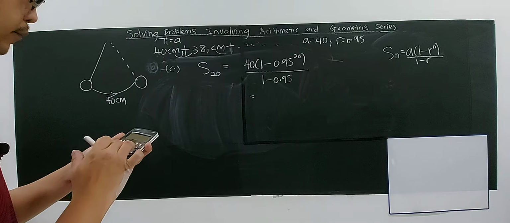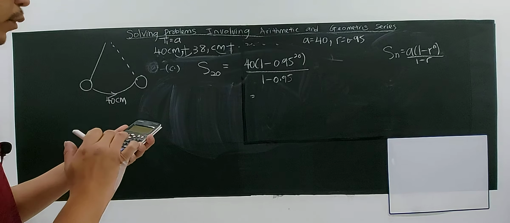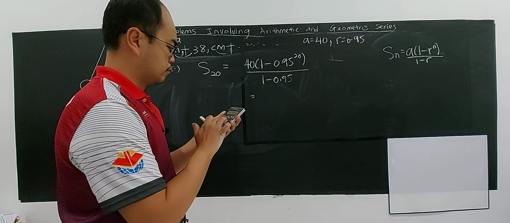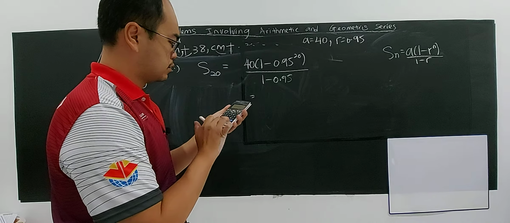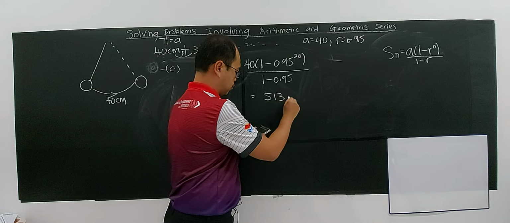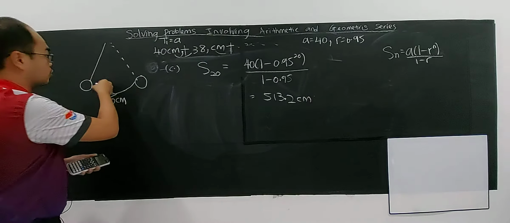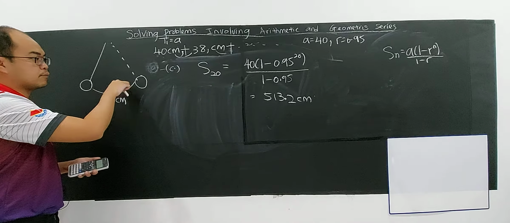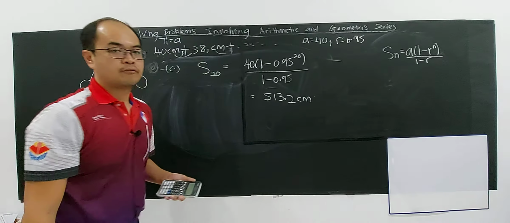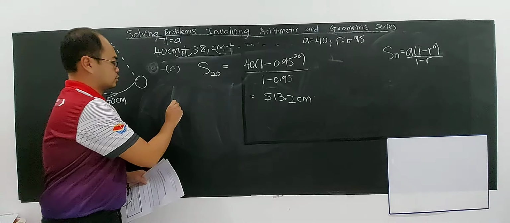So 40 times bracket 1 minus 0.95 to the power of 20, over 1 minus 0.95. You have a total of 513.2 centimeters. 40, 38, 36, and you keep adding until the 20th swing. You will have a total of 513.2 cm. Hope you understand.